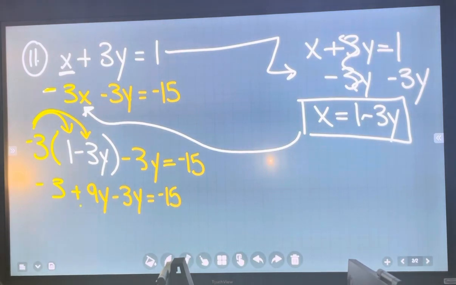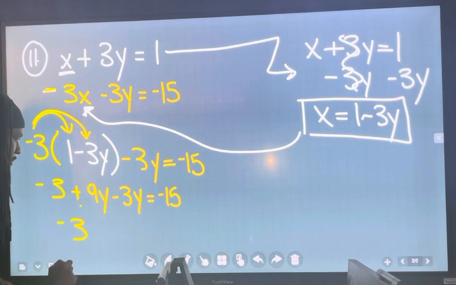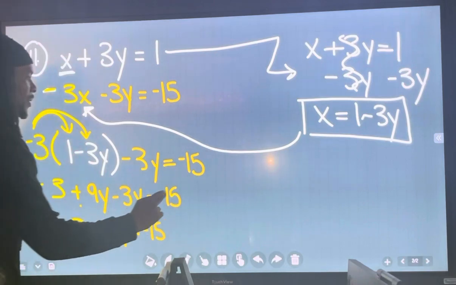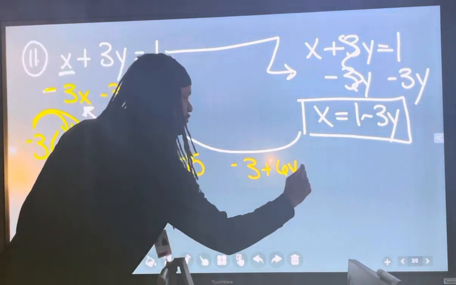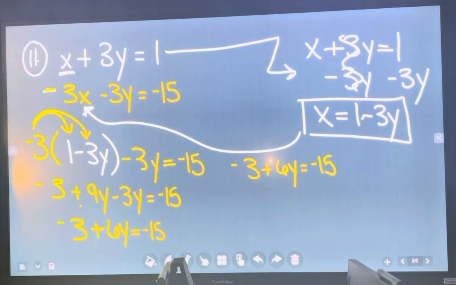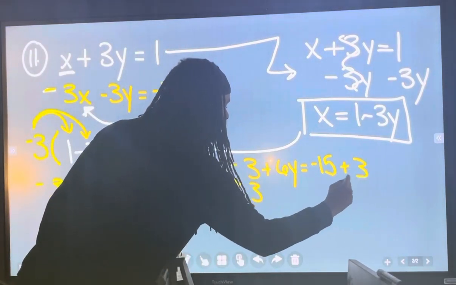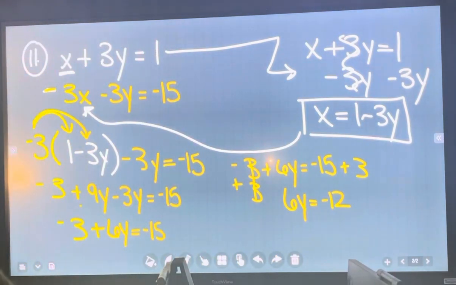At this point, I do what? First, combine like terms. It becomes negative 3 plus 6y equals negative 15. I'm going to have to move this over here. Now, what do I have to do? Clearly, I'm solving for the variable. Add 3. Those cancel. 6y equals negative 12. Did I lose you? Hold on.